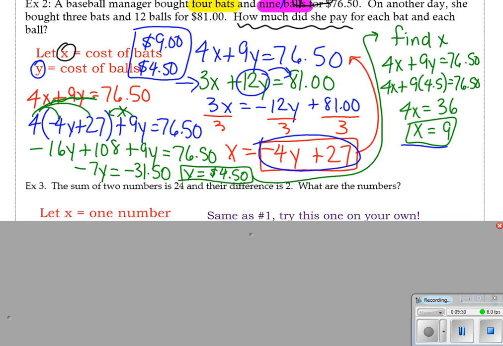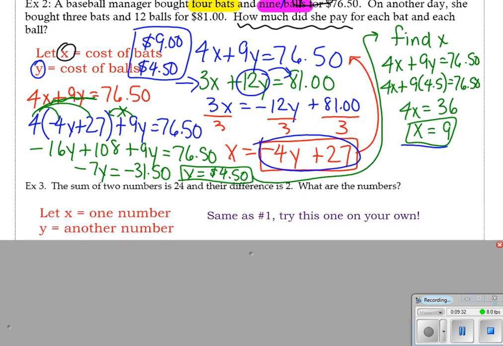Okay, moving on. Now, this is just like number 1, so I want you to try this on your own. I've shown you what the let statements are going to look like. Please try it on your own. It's not that difficult. Okay.